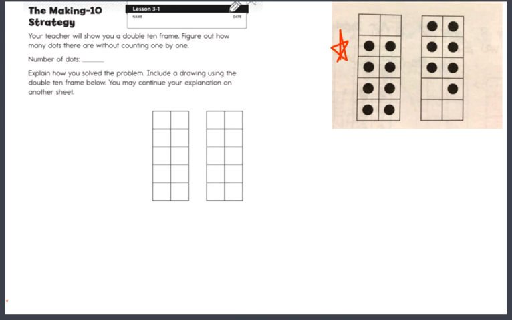Include a drawing using the double 10 frame below. You may continue your explanation on another sheet of paper if you need to, or you can continue to record your response as well. So once again, where the red star is, this is the double 10 frame where you are going to figure out how many dots there are without counting one by one. You are then going to explain how you solve the problem. Include a drawing using the double 10 frame right there.